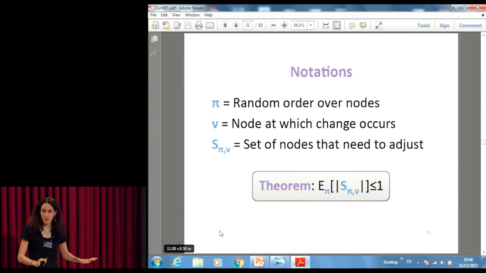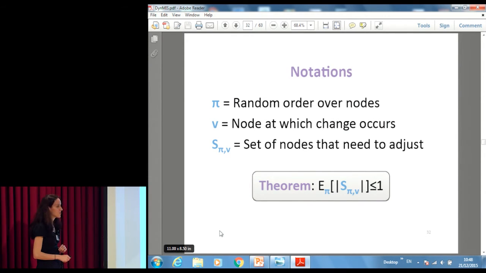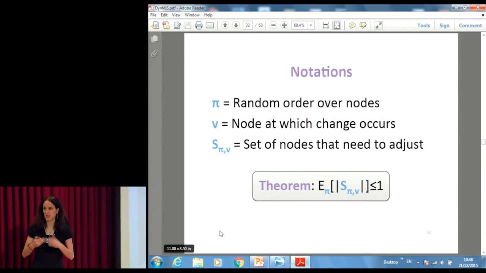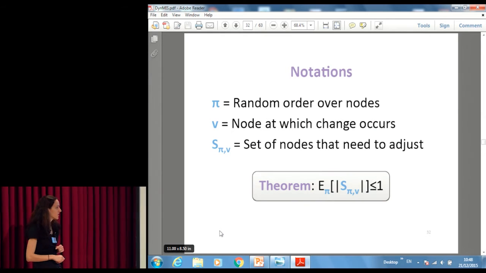I won't have a lot of notations. I'll need only four. These are three of them. Here's my random order over nodes. And again, it's not known to the nodes, just the relative order to the neighbors. Here's the node at which the change occurred. Let's assume that we're removing a node. That was one of the hard examples.